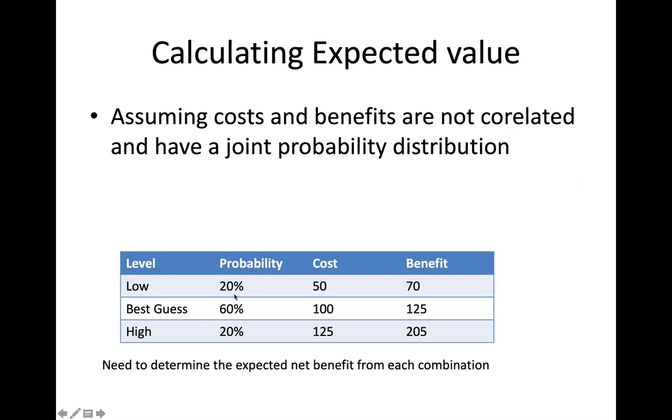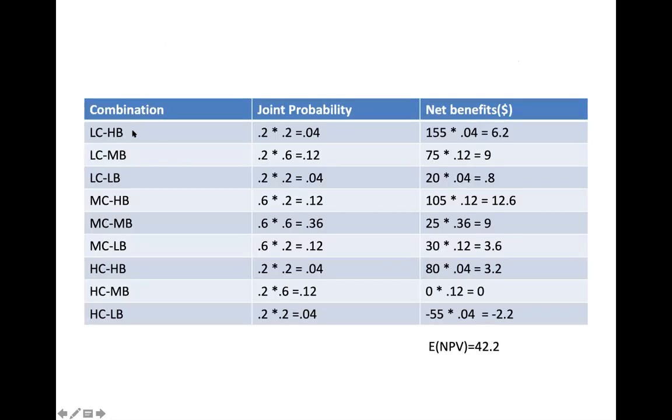Let's say that you had a probability that cost would be 50 and benefit would be 70. 60% probability that cost would be 100, benefit would be 125. 20% probability that cost would be 125 and benefit would be 205. The problem with this is then we have to do every combination because you could have a low cost with a high benefit. You could have a low benefit with a high cost. So we have to actually go through and calculate each of these joint probabilities.